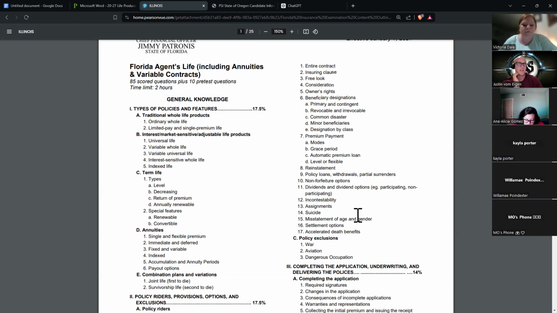Some states, terminally ill means the doctor says you have less than a year to live. Some states, it means the doctor says you have less than 2 years to live, depending on the state. But it's essentially the doctor says you're going to pass away at some point in the near future. So the company gives them the money ahead of time.